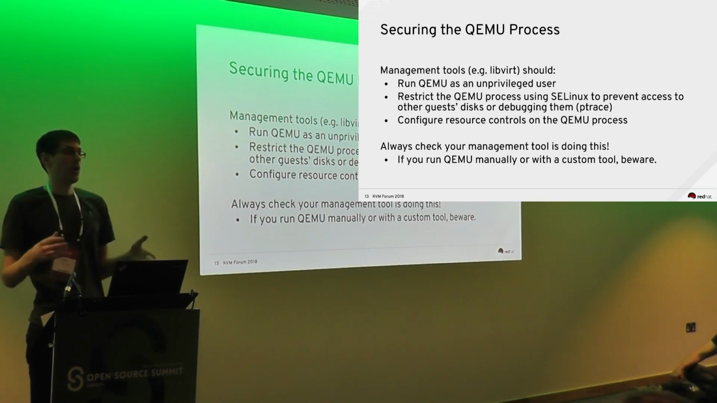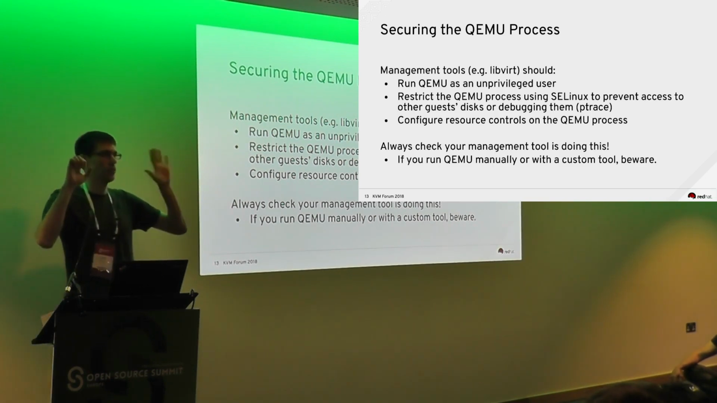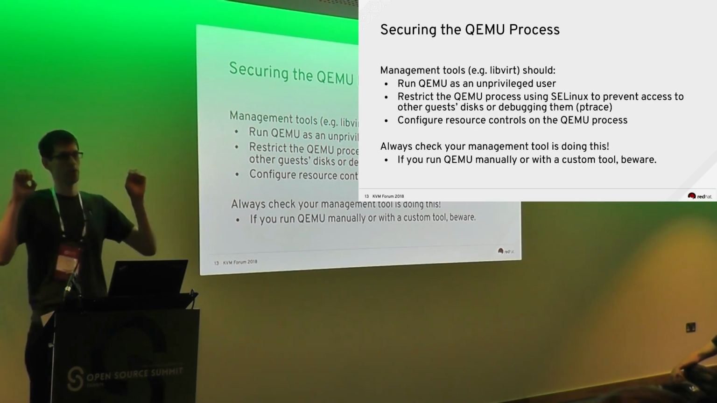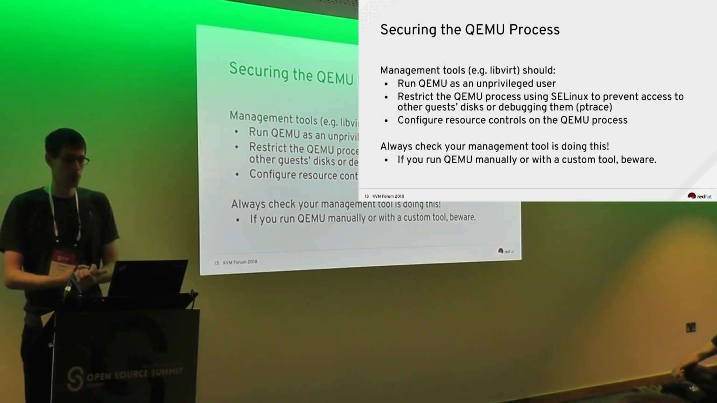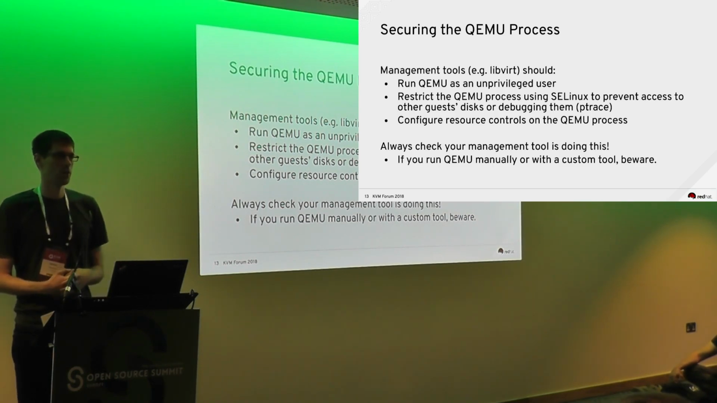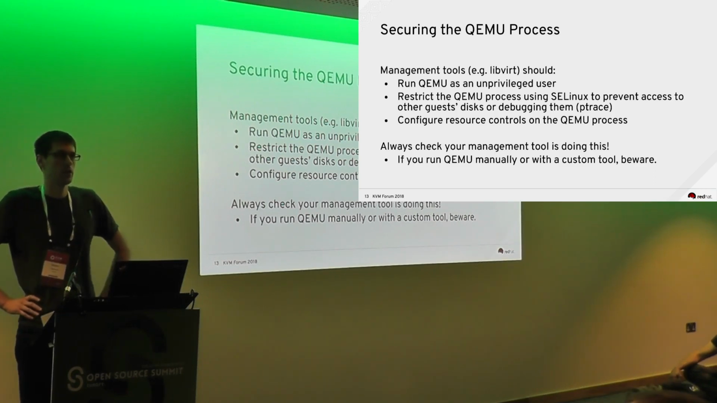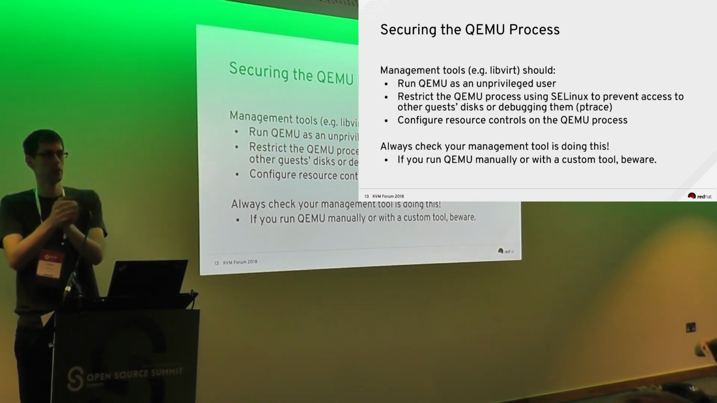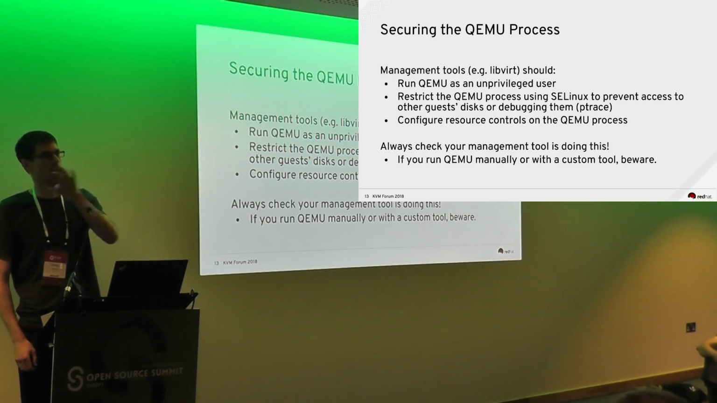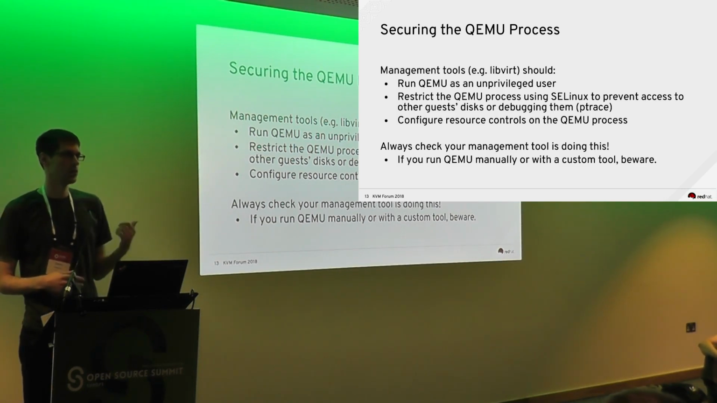But you can go beyond that. Being an unprivileged user is not really enough, because if you have two processes from the same user running on the same UID, they can still interfere with each other. They could maybe ptrace each other, or if you're using Unix file permissions, they could access the same files on disk, which you don't want. You want to isolate the disk images that are assigned to each guest, so guest A cannot access guest B's disk. So one way of doing that is using SELinux.